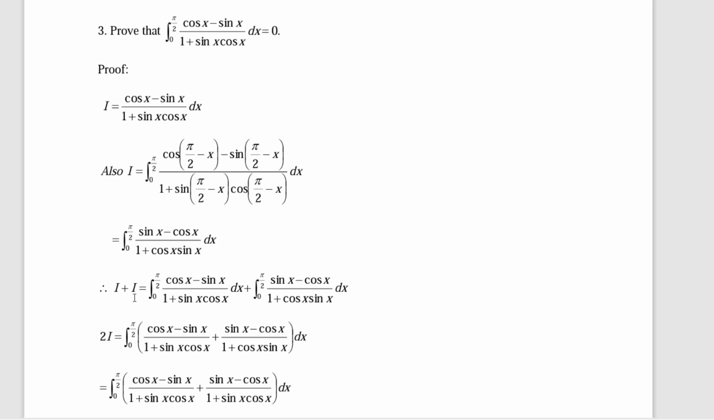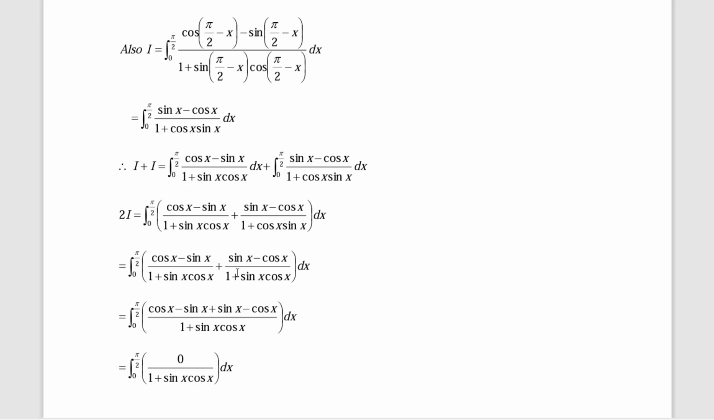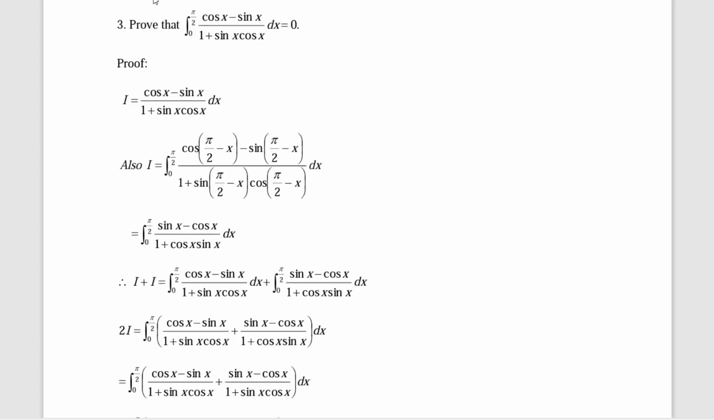Next we added I with I, where firstly we used this value of I, next we used this value of I, and hence we got cos x minus sin x over 1 plus sin x cos x plus sin x minus cos x over 1 plus sin x cos x. So after normal addition and simplification, we got 0 in the numerator, so ultimately the result is 0. And since we don't have any x, we don't need to put the values of the upper limit and lower limit. Thus we proved that the left hand side is equal to 0.